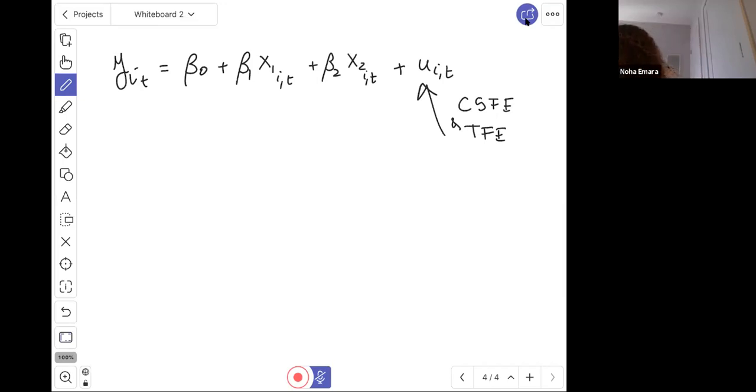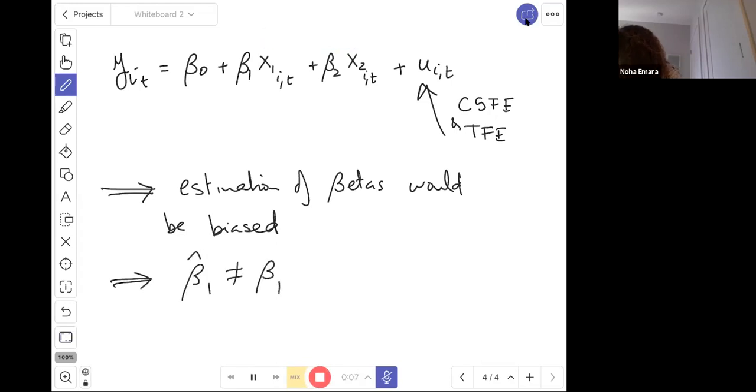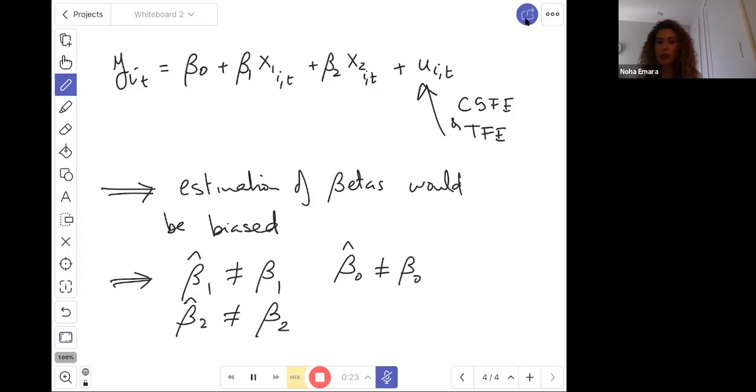And if these are in the error term, then the estimation of the betas would be biased. And when I say biased, I mean that beta hat 1 would not be equal to the population beta 1. Beta hat 2 will not be equal to the population beta 2. And the intercept of this regression will not be equal to the actual population intercept. So my coefficients are going to be biased. And if these are not accurate, right? If these are not accurate, then my y_i hat will not be accurate, right?